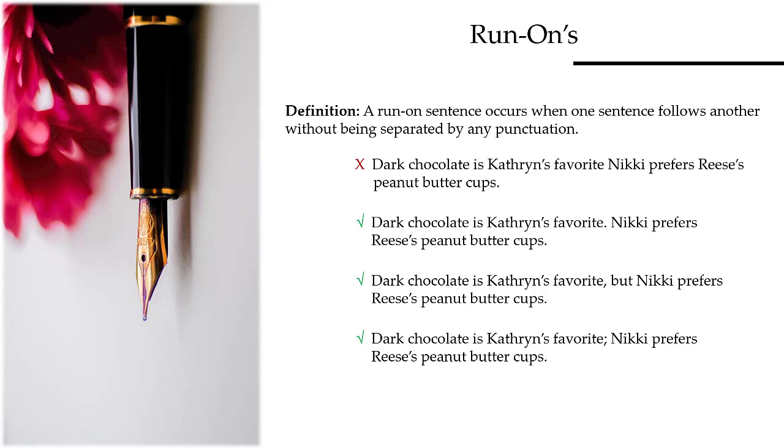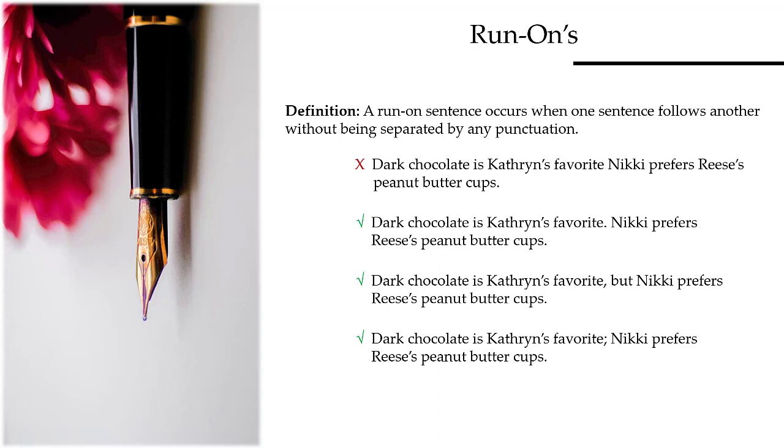Another way is to join the two with a comma and a conjunction. FANBOYS is the acronym to help you remember which words count as conjunctions. So we have for, and, nor, but, or, yet, and so. And those create the acronym FANBOYS if it helps you to remember. But conjunctions join ideas. And so you can also correct a run-on sentence by adding a comma and a conjunction. You can see that in this second example here.